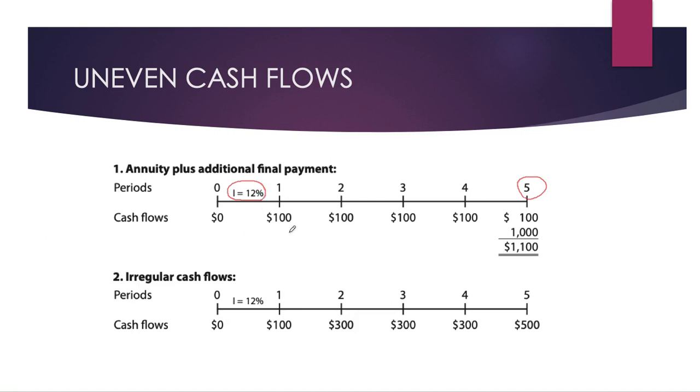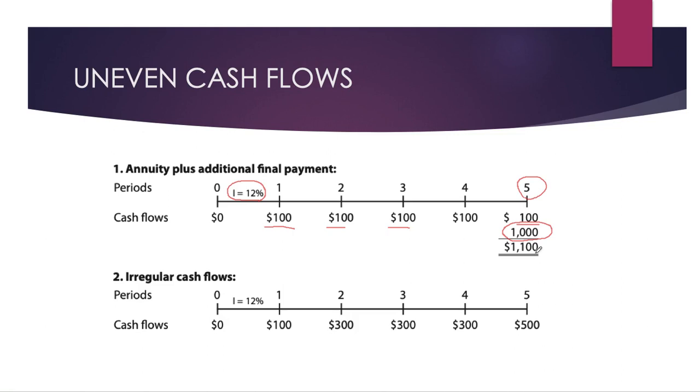Suppose we have the cash flow that we receive as $100 at the end of each year until this fifth year. And then on the fifth year, we receive this $1,000 plus the regular payment of this $100 together, which is $1,100. But we might also have irregular cash flows, especially if we have invested in a project.